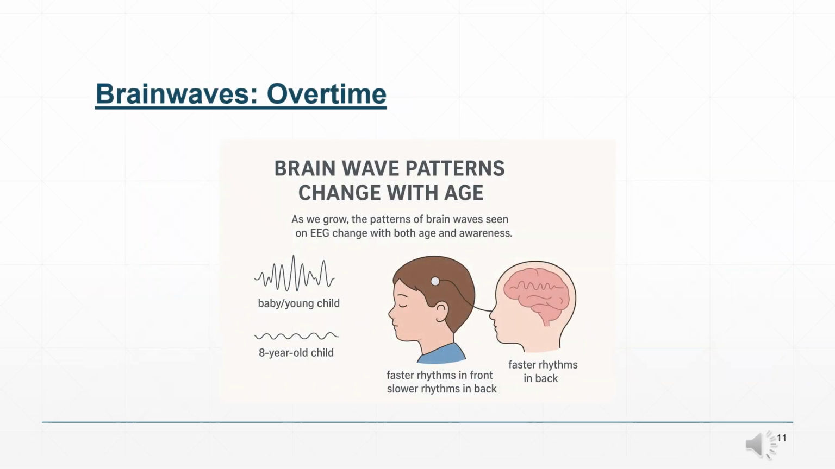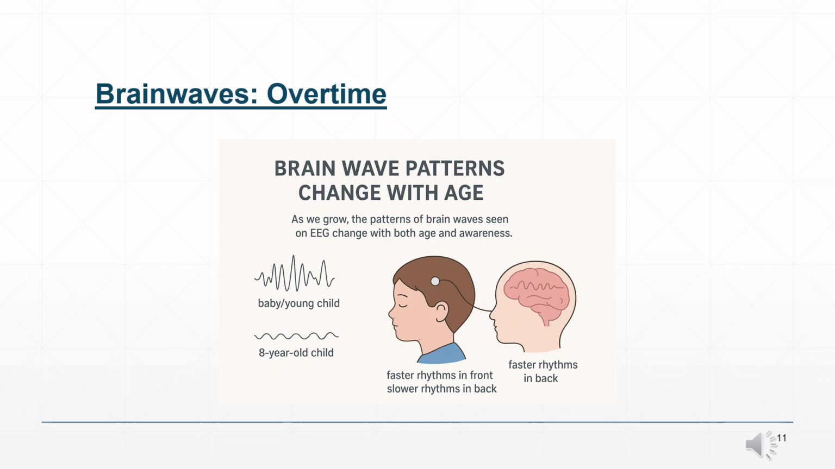As we grow, the patterns of brain waves seen on EEG change with both age and awareness. In babies and very young children, the EEG looks a little messy, the signals are broken up and irregular. But as the brain develops, these patterns gradually smooth out and become more steady and continuous.